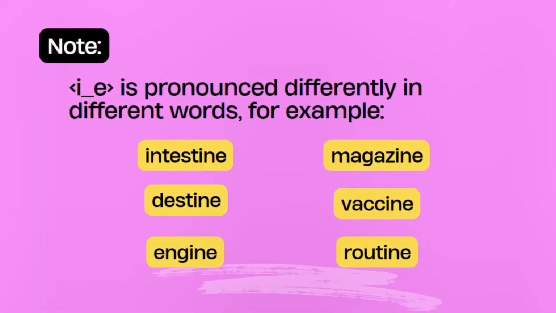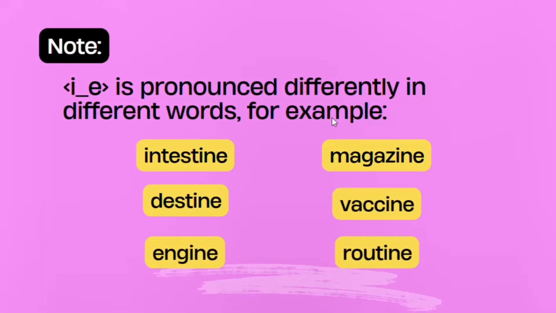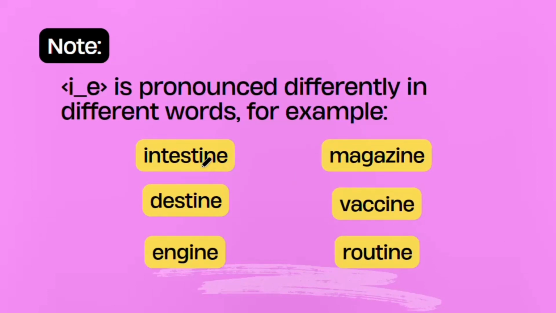Something special about the split digraph pattern, it has different pronunciations. It can say the long I as in the words that I have just shared with you. It can also say the short I sound, for example in the words intestine, destine, or engine, right? So in all these words, this split digraph is saying the short I sound. It can also say the long E sound, for example in the words magazine, vaccine, routine. You can hear I said EEN. So this is because of this I saying the long E sound.